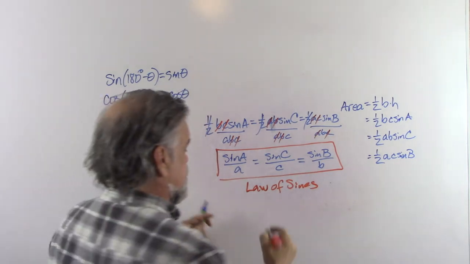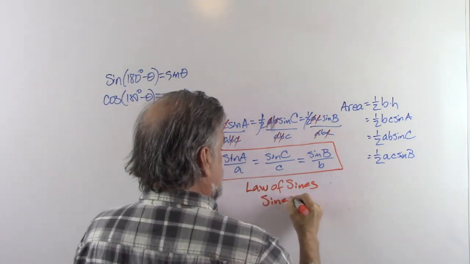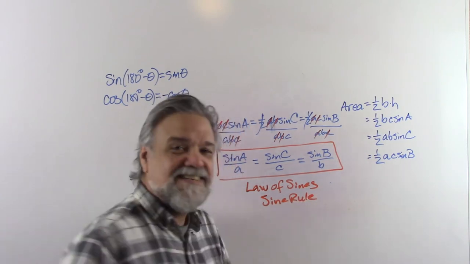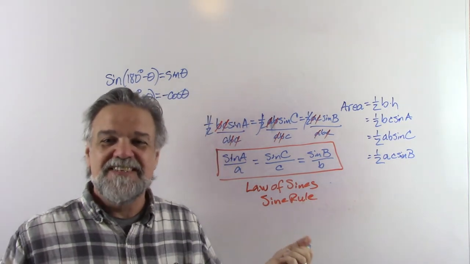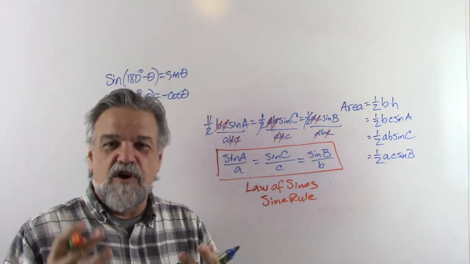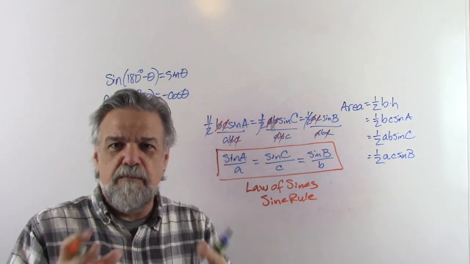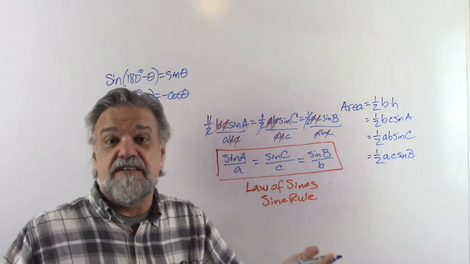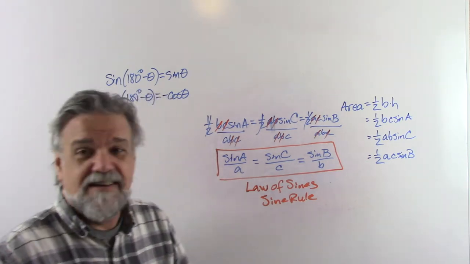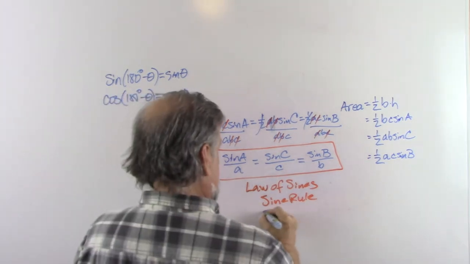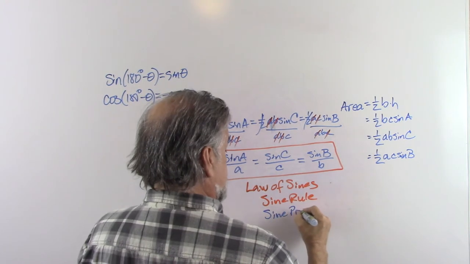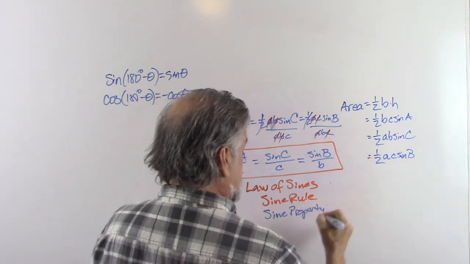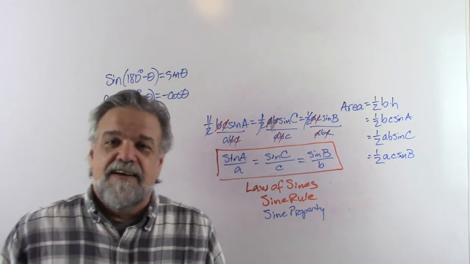It's also sometimes referred to as the sine rule. And I don't like either one of these names, because to me, a law or a rule is something that you have to obey. This has nothing to do with obedience here. This is just how it is. So to me, I would call this the sine property. Okay? That's what I'm going to call it.